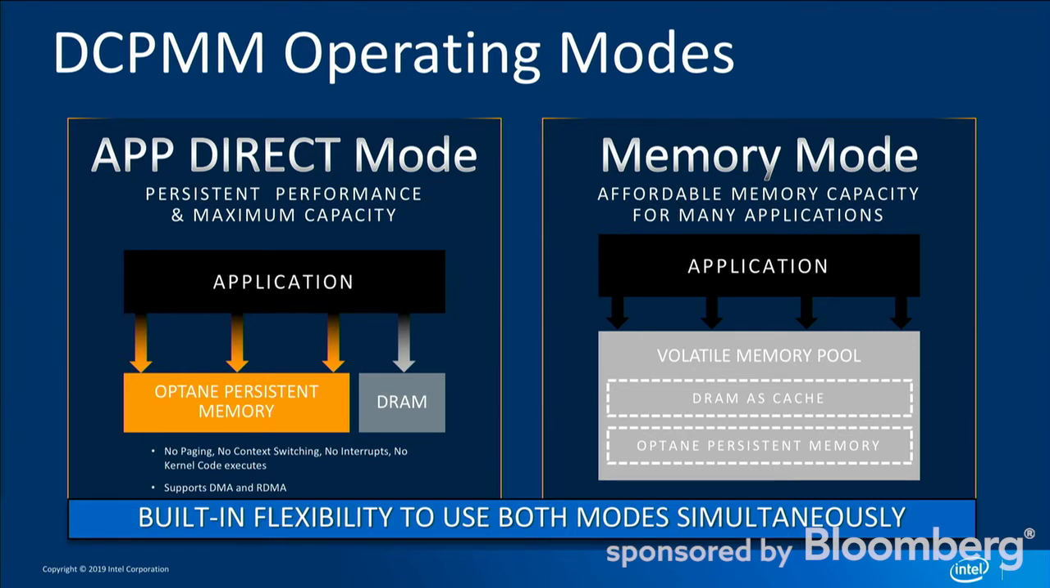In terms of App Direct mode, I think one of the neatest things about putting this persistent device on the memory bus is that you don't have to do any paging, context switching, interrupts, or kernel code execution. So it's very, very fast. It also supports not only DMA, but also RDMA. What we've begun to see, and certainly database developers are not the only ones taking advantage of this new capability, are some very interesting use cases amongst some of the database developers. I just wanted to highlight a couple of them.